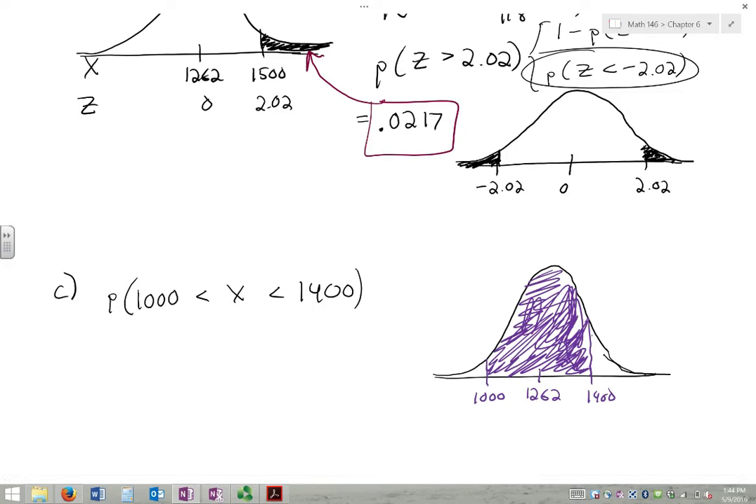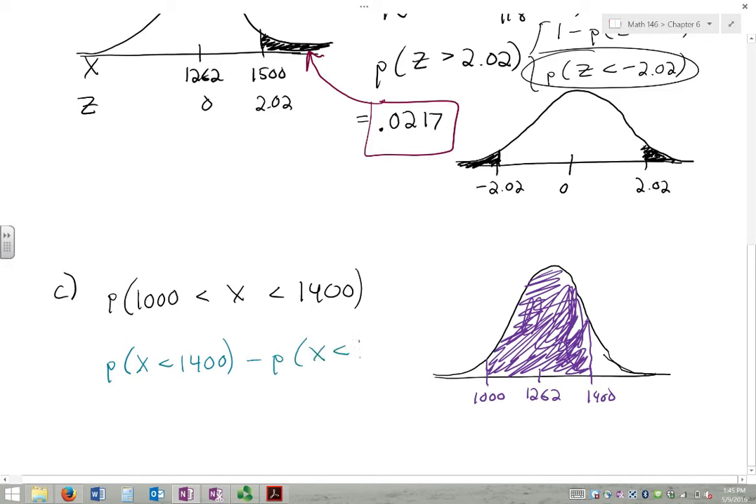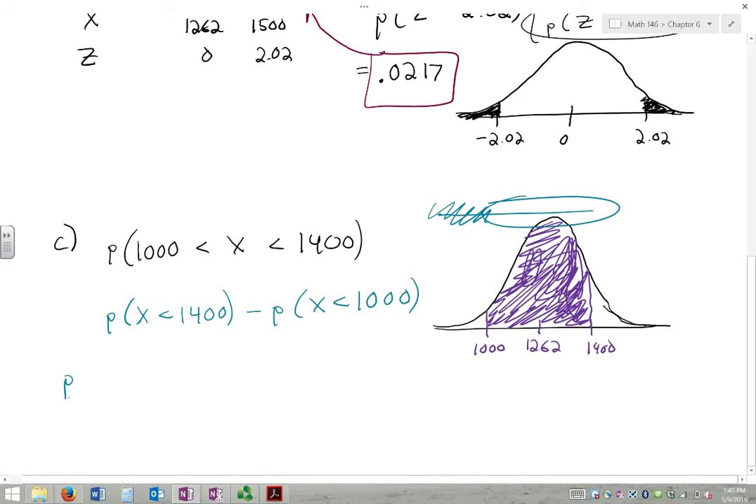Okay, so what we have to realize before we even go to the z-scores here, remember the z-score gives us area to the left. That's the only thing I can look up in our table. So what we would want to find then is the area to the left of 1,400. We haven't converted these to z-scores yet, so it's still 1400. Subtract the area to the left of 1000. And that will give us the area that's left over the middle. You take this and subtract this, and this is what you're left with. That is exactly what we're trying to find. So let's go ahead and convert those to z-scores.